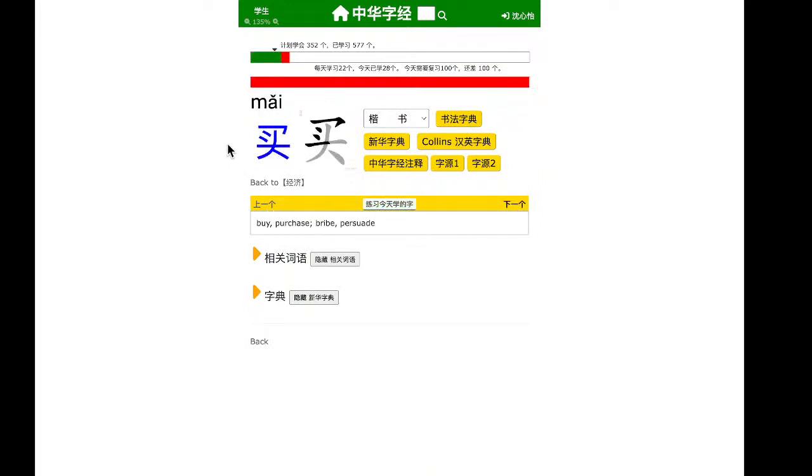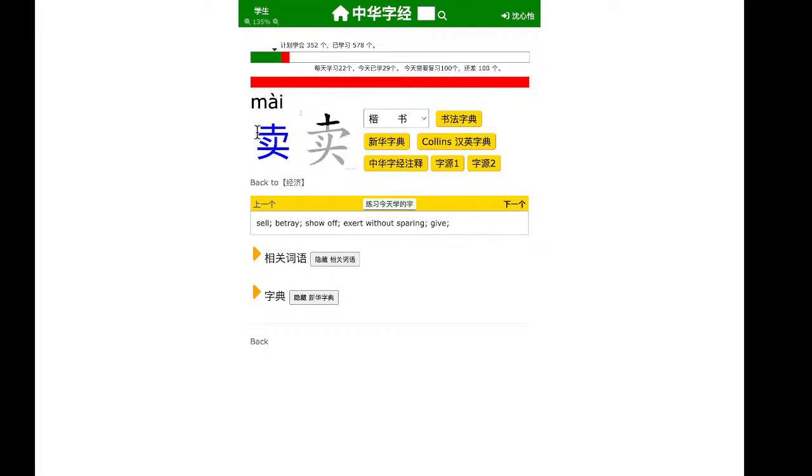买 means to buy or purchase. And this meaning of to bribe or persuade is pretty much from the idea that you could buy a person or their favor and not just their goods or services. It's not really the main meaning. The main meaning of it is just to buy, just like this.